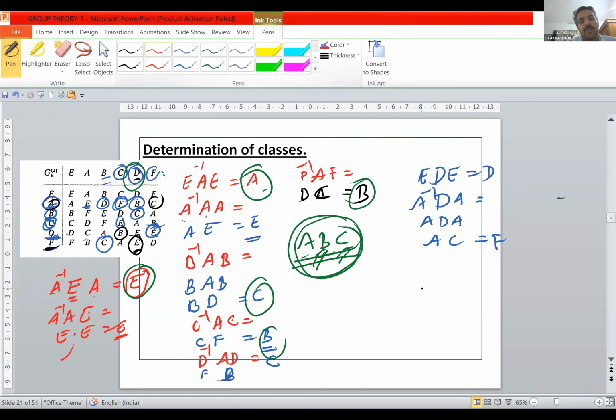Okay, so no need of searching for others because D and F we already got, they are conjugate with each other. Already ABC is a separate class, E is a separate class, and the remaining elements are D and F. We got it from here itself. No need of searching for other transformations. So next class is DF.